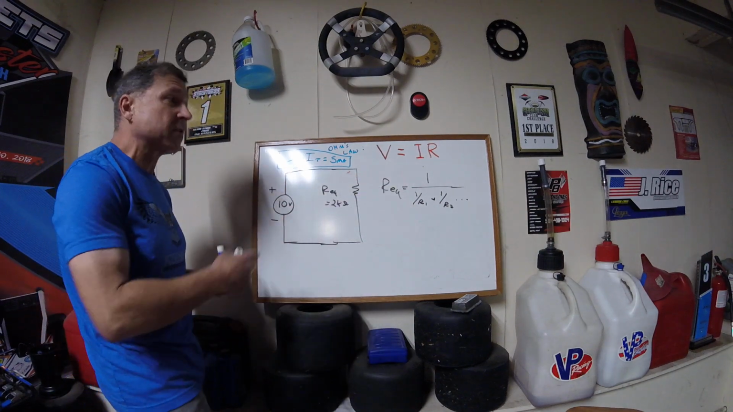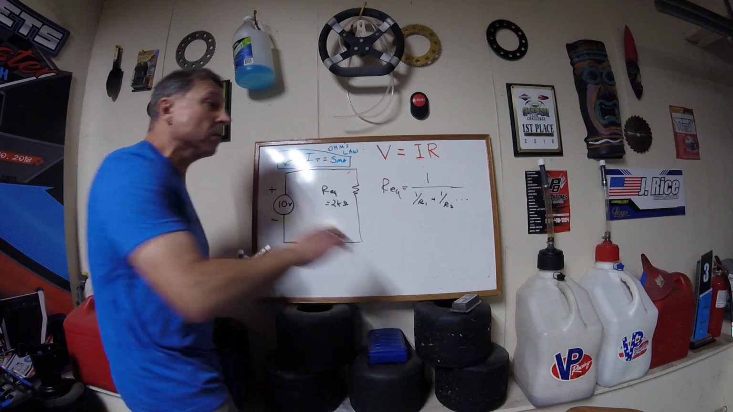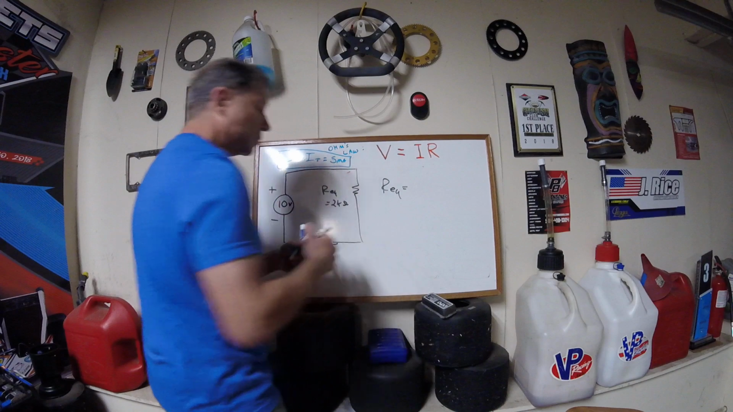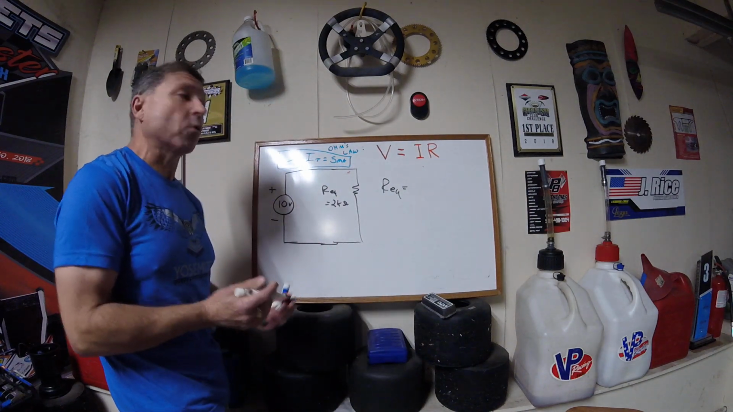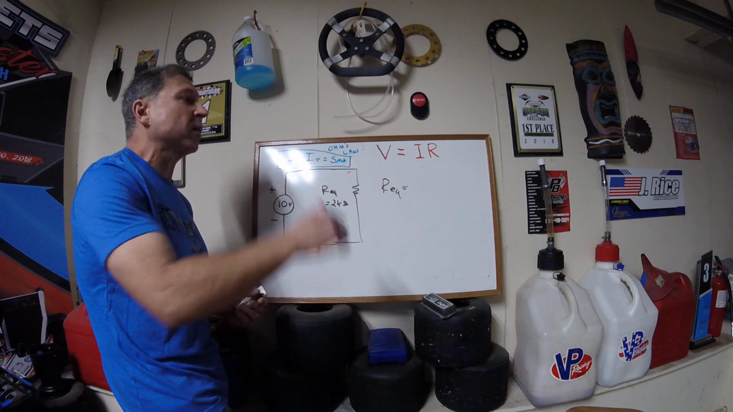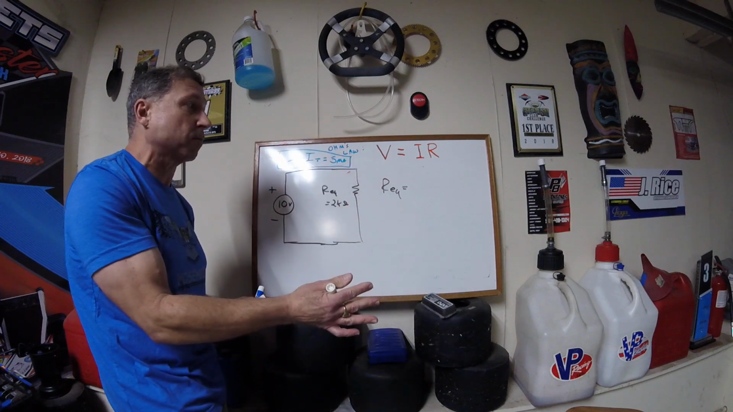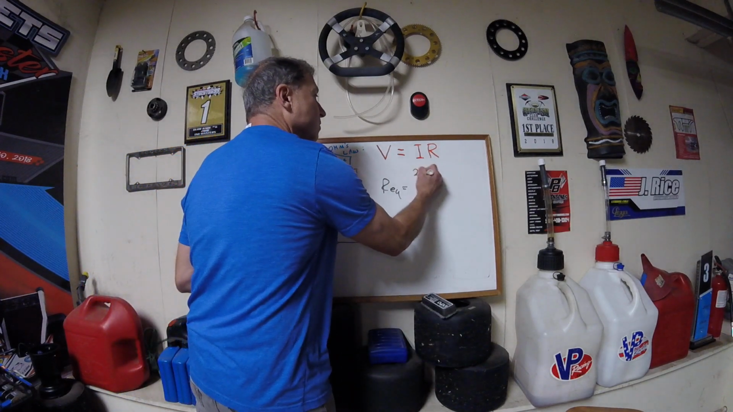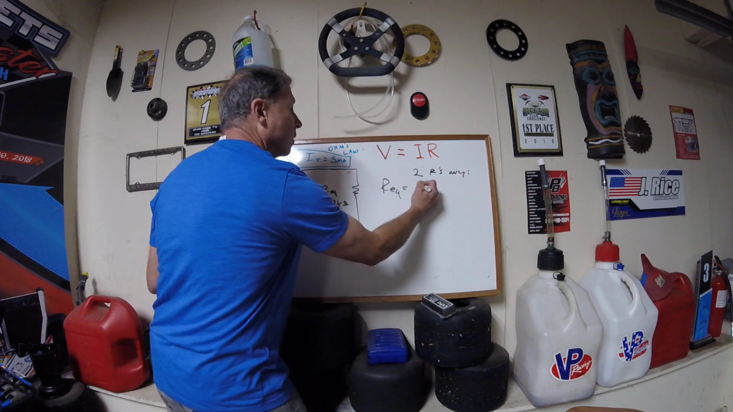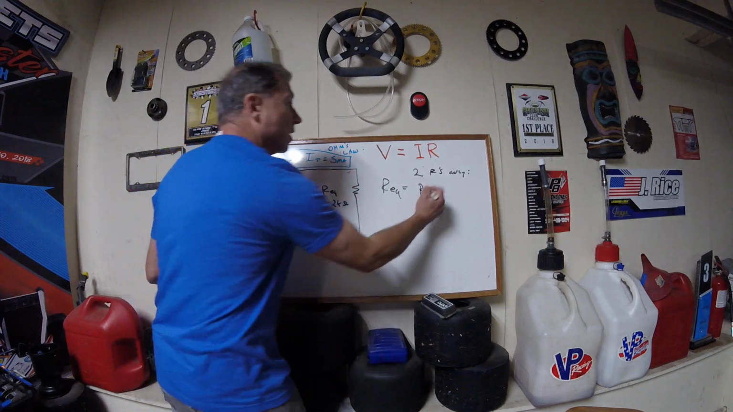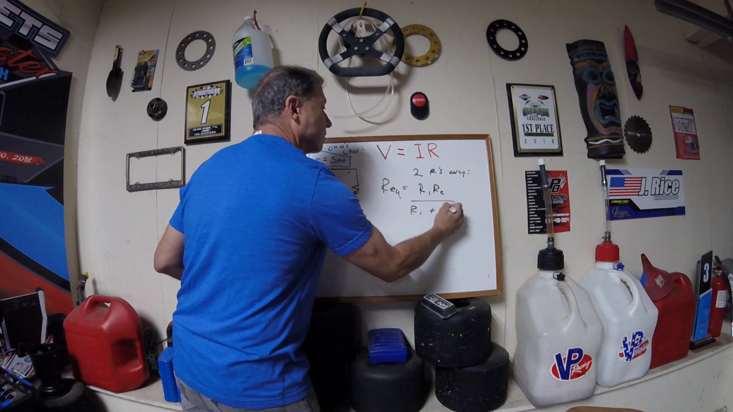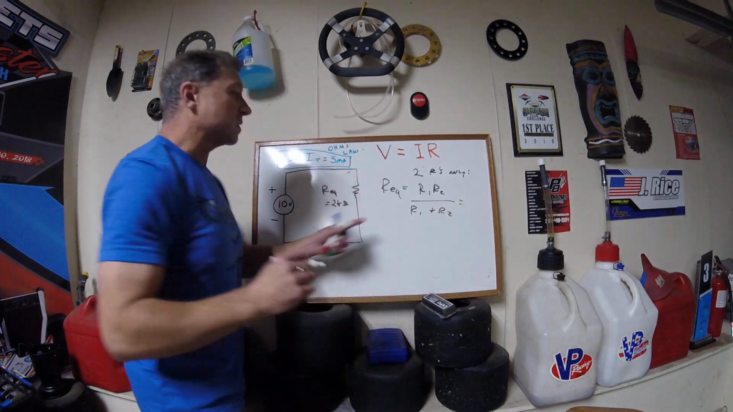There's a shortcut that makes the math a little bit easier. If you only have 2 resistors, it's the product over the sum formula, but that only works for 2 resistors in parallel. If you have 3 or more, you have to use the reciprocal of the sum of the reciprocals. So for 2 Rs only, we have the product over the sum, R1 times R2, R1 plus R2. So this is a pretty easy one.